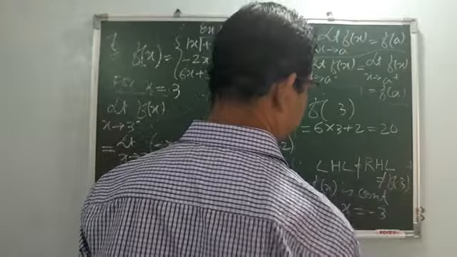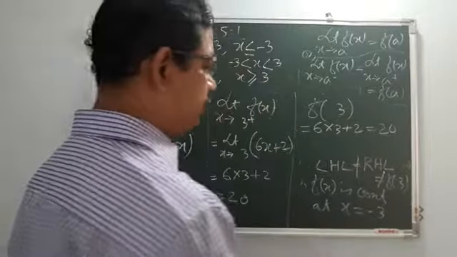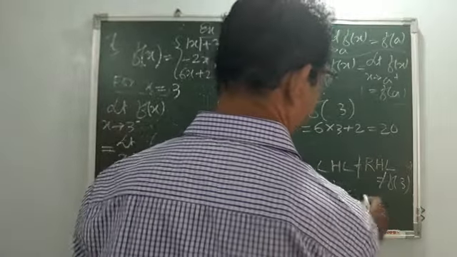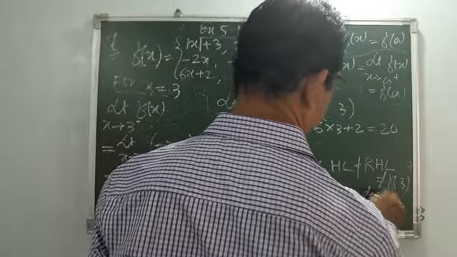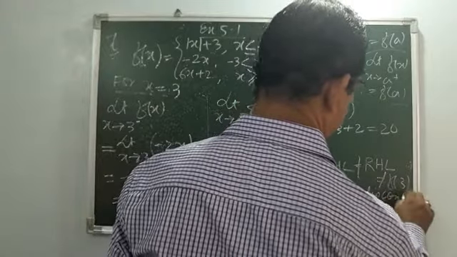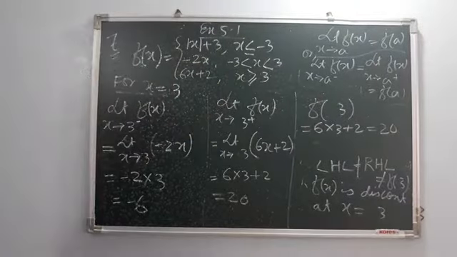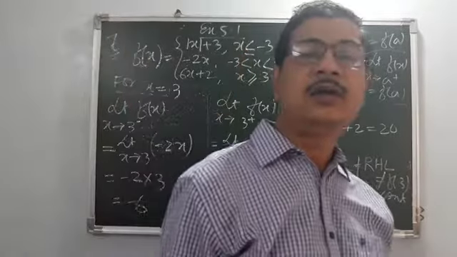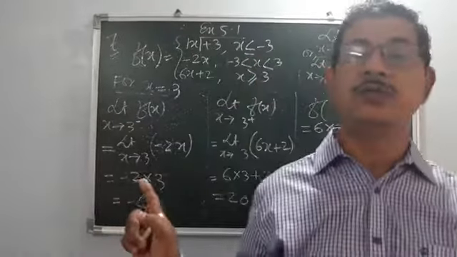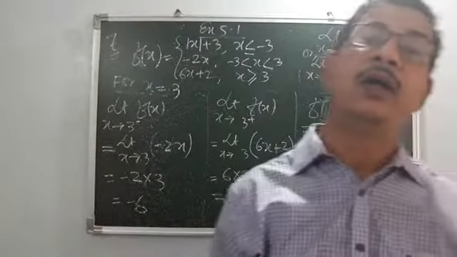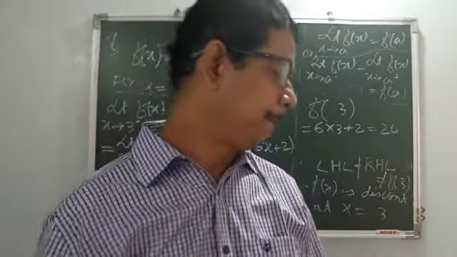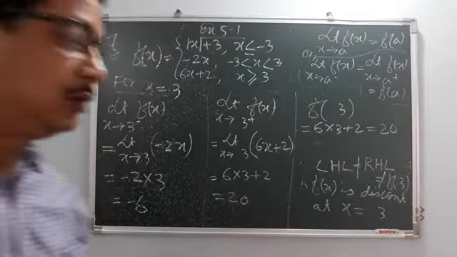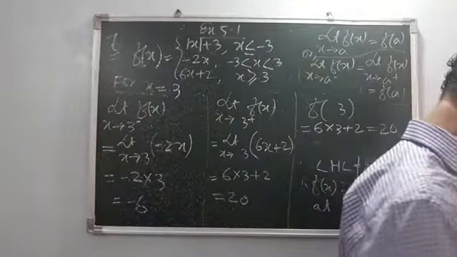That is f(3). So f(x) is discontinuous at x equal to 3. So how many discontinuities are we finding? We found there is a single point of discontinuity. It is what? At x equal to 3. So with that we end our question number 7. Now we will do question number 8.